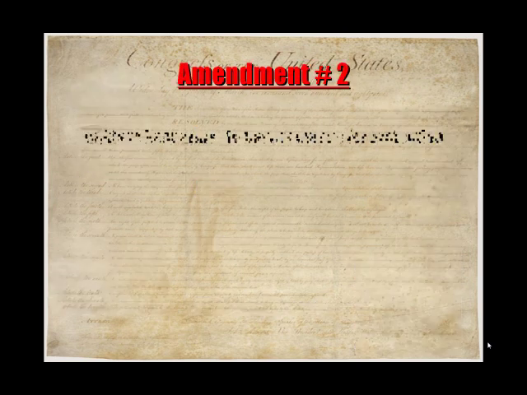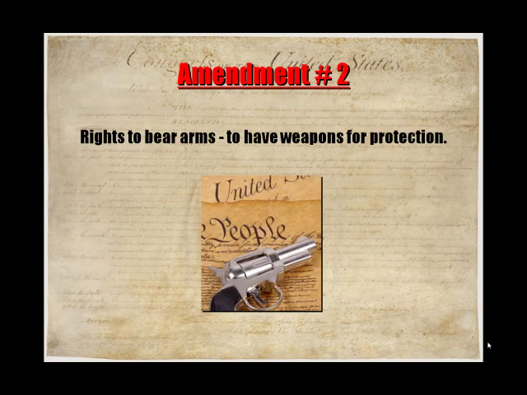Amendment number 2 is the right to bear arms, to have a weapon for protection. And this is, again, big in the news. A lot of people want to carry around their AK-47s and they say, we have the right to bear arms. Under Amendment number 2, we can carry around our AK-47s. And, well, you can't do that. The states have made different kinds of laws to protect ordinary citizens from people who like AK-47s. But you still have that right to have a gun. It's not like the government comes in and takes it away from you.